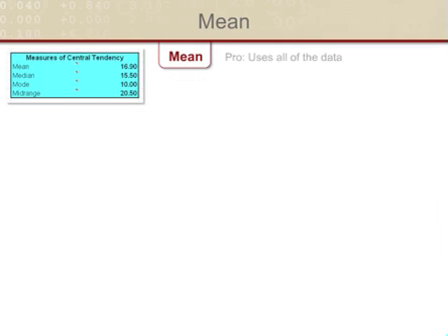Now, the mean is a wonderful statistic because it uses all of the data. Nothing is left out when we calculate a mean. You can't arbitrarily decide what goes and what doesn't go. But one of the drawbacks of the mean, which is a very real problem, is the outliers. Any one extremely large or extremely small number can throw off the value of the mean quite a bit.